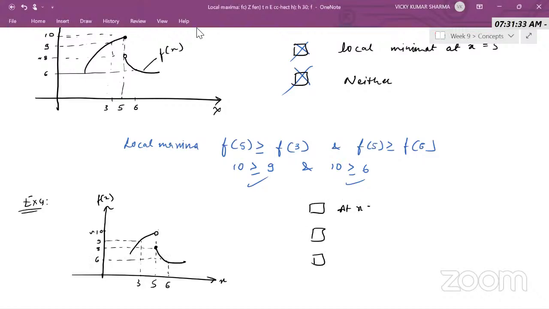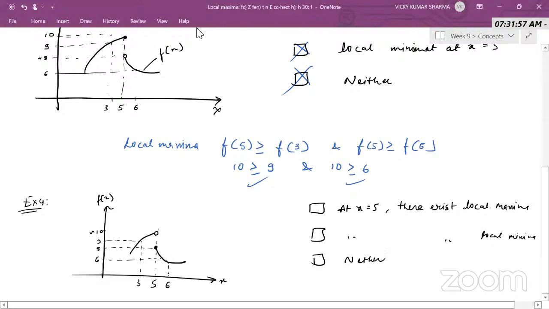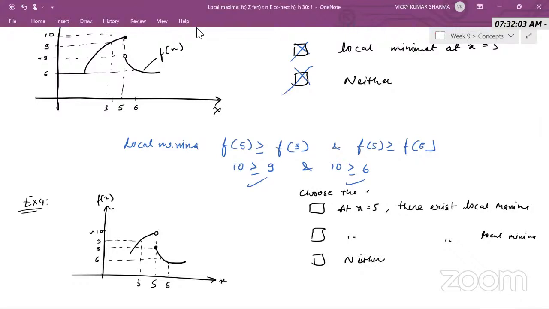At x equals 5, there exists a local maxima. Same thing, local minima. And the third condition is neither. So could you just quickly solve this and tell me? Neither. The point is open here.